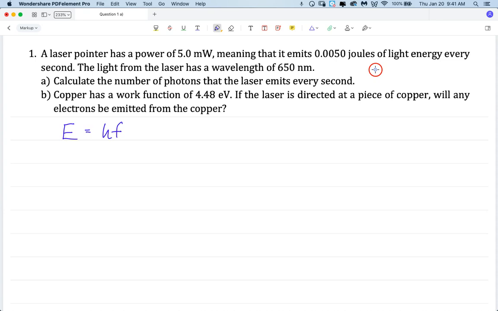I think it was question 1A that students were struggling with in particular. I don't think 1B was as much of a problem. So I'll just leave it there.